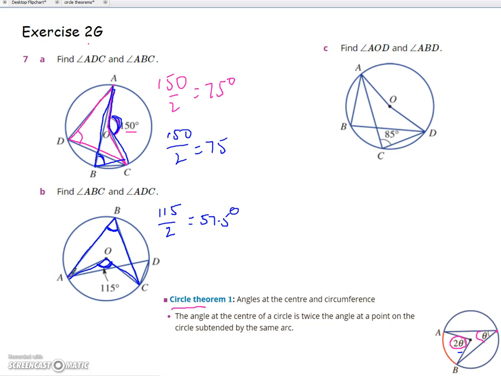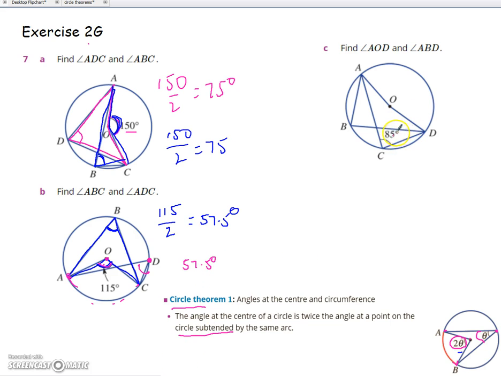The other part of this is exactly the same. Here we've got, even though it looks slightly different, I've still got a point on the circumference and the centre, and they're subtended or closed in by this same arc, which is what the rule is. Subtended by the same arc, the point and the centre, so that both of these are closed in by the same arc, which is what's going on here. So if that's 115, this is half of 115, which is 57.5 degrees.